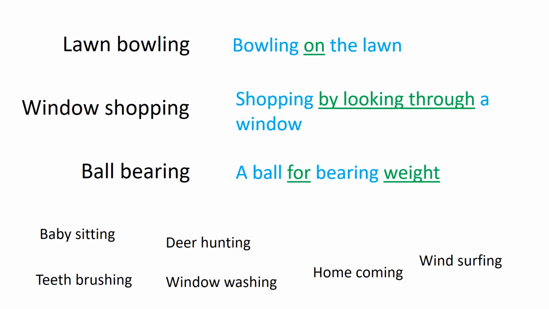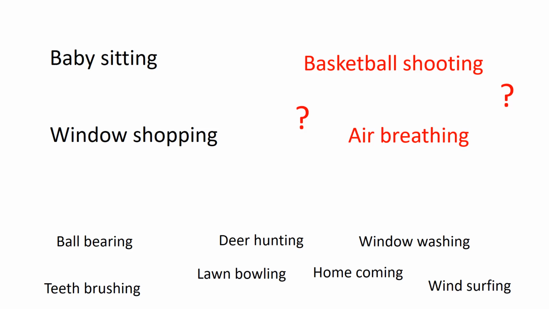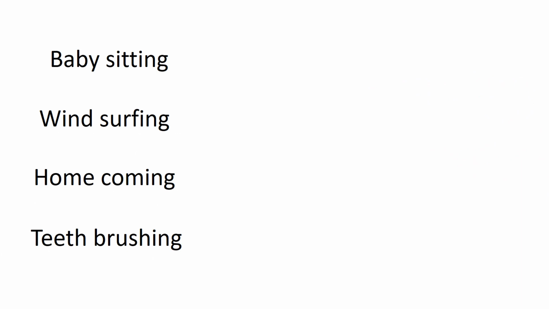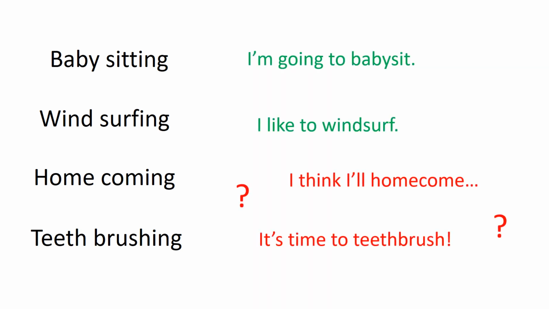While these terms are quite normal in everyday use, others constructed in the same way just seem awkward, at least in some contexts. So while we might say we enjoy window shopping or detest babysitting, we wouldn't say we like basketball shooting or air breathing. And some of these combinations can function as verbs while others not so much. So while we might say we windsurf or babysit, we don't say we homecome or teeth brush. Why is it that we can say some of these, but others sound wrong?